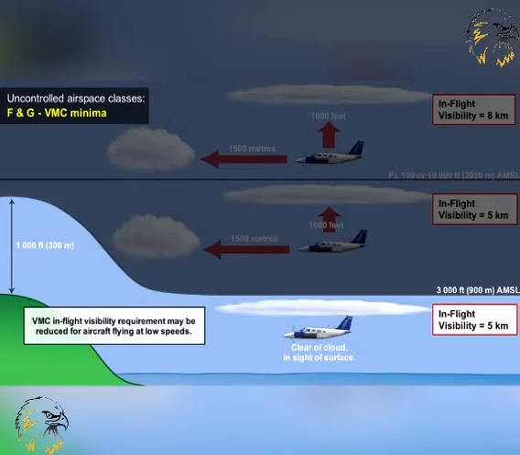In some ICAO signatory states, the in-flight visibility required for VMC to prevail in this lower band of airspace may be reduced to below 5 kilometers by the National Aviation Authority if an aircraft's airspeed does not exceed a given maximum value. For instance, in the United Kingdom, for aircraft flying at less than 140 knots, VMC minima require a pilot to have a forward visibility of only 1,500 meters.